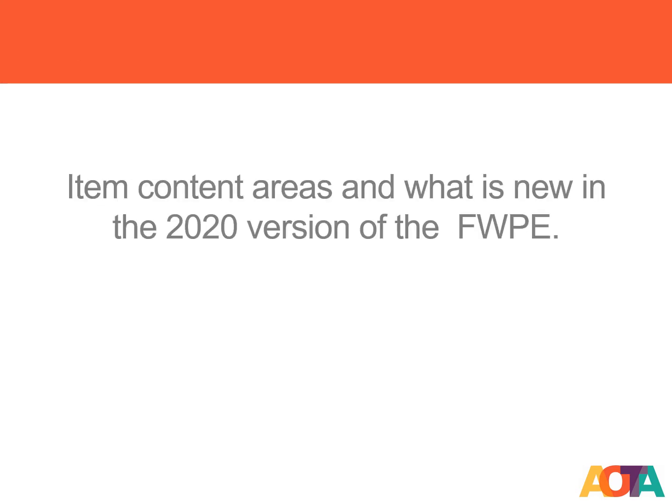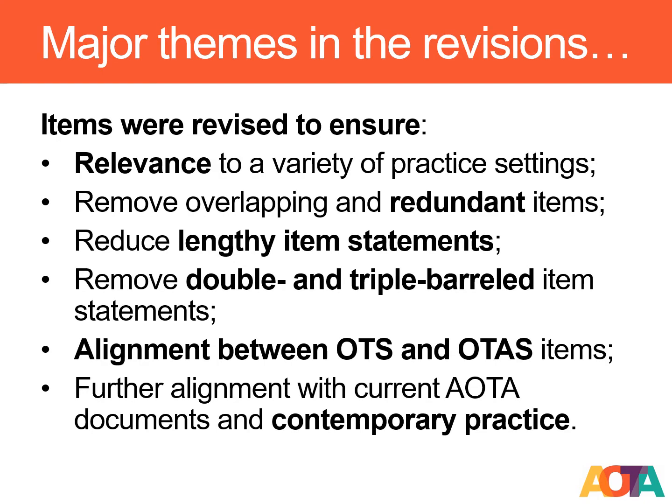Item content areas and what is new in the 2020 version of the FWPE. The major themes identified in the revisions leading to the current tools: items were revised to ensure relevance to the variety of practice settings, removing overlapping and redundant items, reducing lengthy item statements, removing double and triple-barreled item statements, alignment between the occupational therapy student and the occupational therapy assistant student items, and further alignment of the current AOTA documents and contemporary practice.